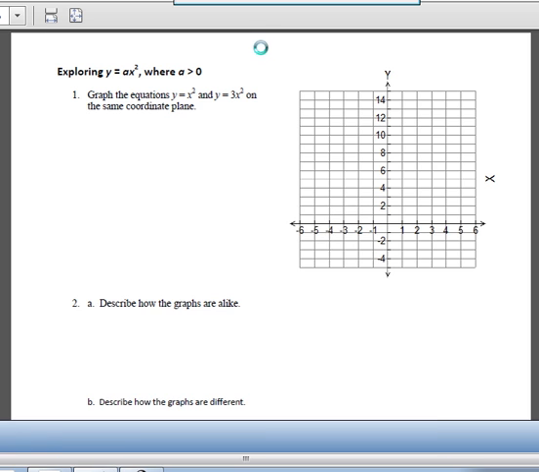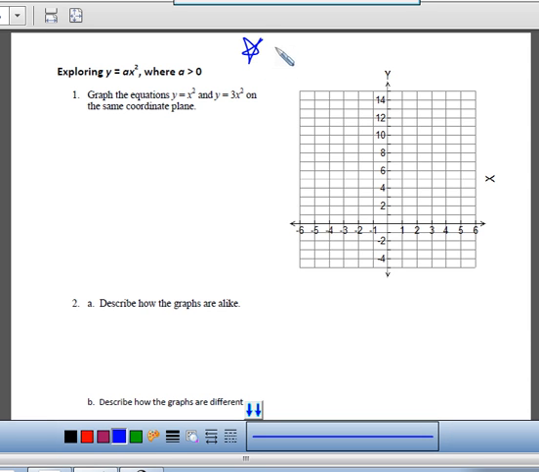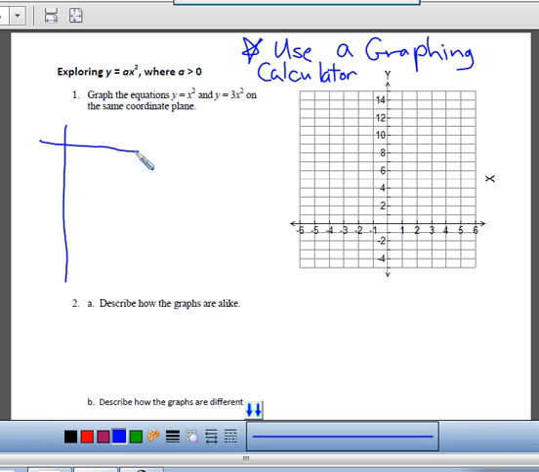dun dun dun, use a graphing calculator. Yay. I know you're all so happy about this. However, even though you're using a graphing calculator, I still want you to put the table of values in this space here. So you're going to have y.